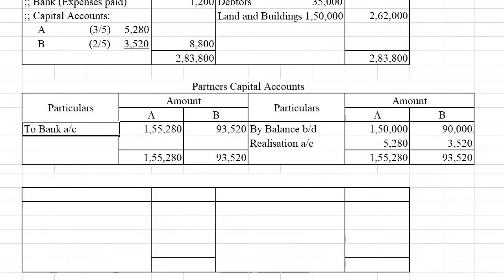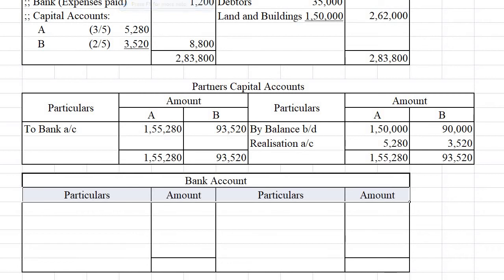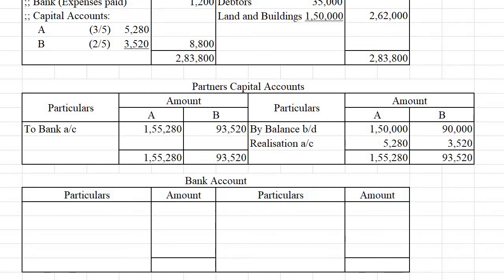Then we have to prepare the cash account. Cash account is the last account to be prepared in dissolution of a partnership firm. Here the balance sheet will not be prepared because hereafter the firm is not going to continue. Here it is winding up. So at last the cash account is to be tallied, meaning all the receipts should be equal to the payments. Whatever receipts are there should be paid off.